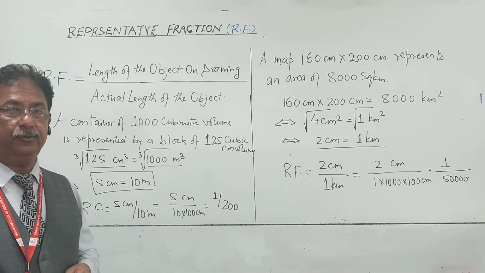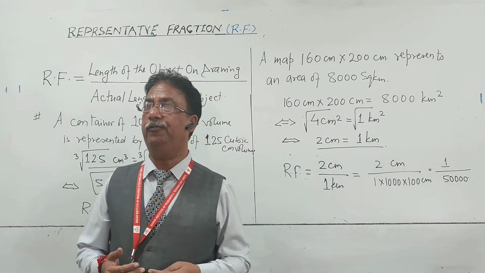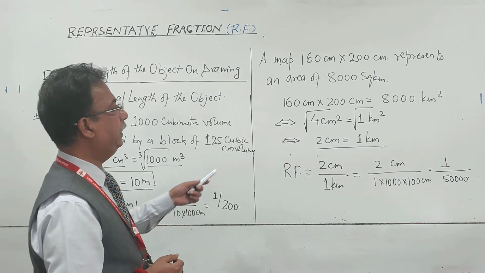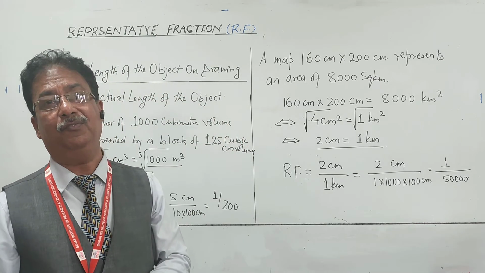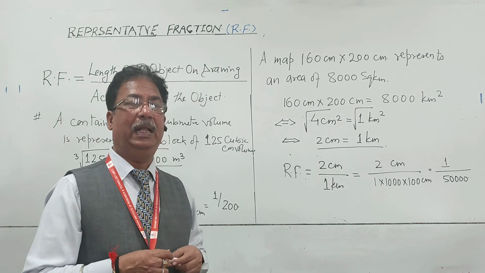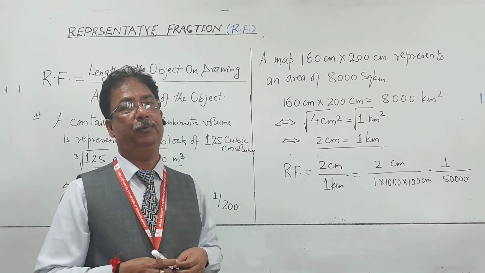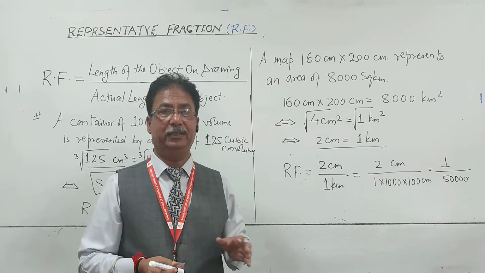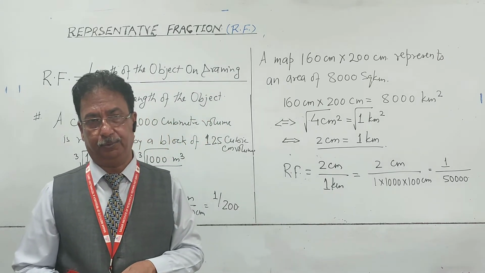So this is the way to find out the RF when the proportion is given in the form of area or in the form of volume. Don't put area directly in this equation, because this equation is for length, not for area. So initially you have to convert that into length by square rooting or cube rooting. Sometimes people ask why we take the square root. If the area is a square, there is no problem. On both sides you can take the square root, and you get the proportion.